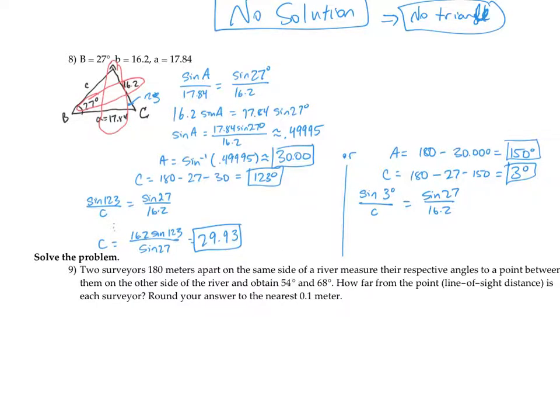Okay, so 16.2, I'm just going to go ahead and actually solve it all the way for C. C would be 16.2 sine of 3 divided by sine of 27. And throwing that into the calculator, 1.87 is the answer that I get. So here's triangle 1, and here's triangle 2. Both of them satisfy the equation.